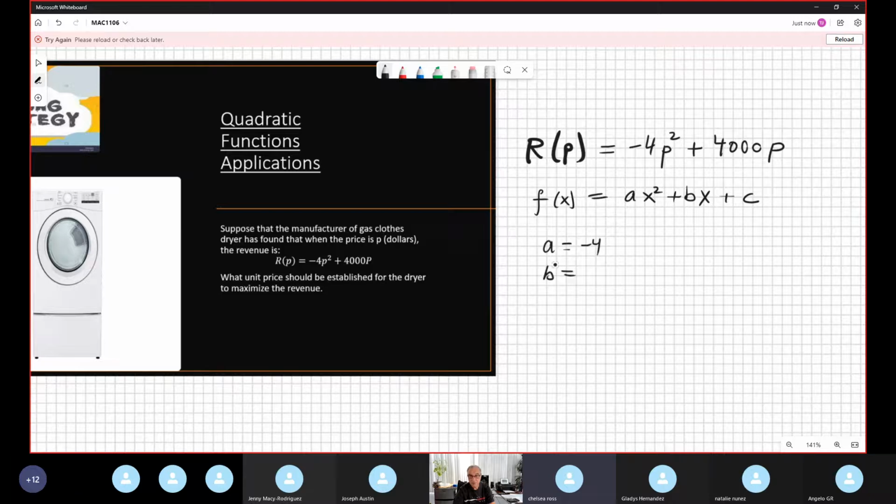and b is 4,000 and c is missing. It's 0 because we have nothing here, just a number, right? C is not depending on the variable. In this case, my independent variable is P. P is the price. Price of what? Of these appliances.